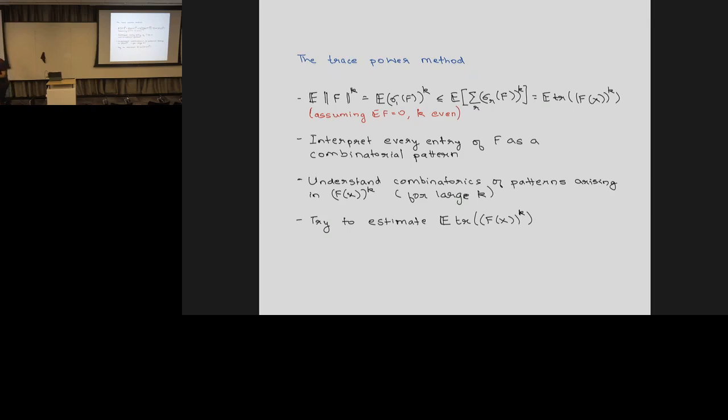Again, in settings where it's applied, usually you try to interpret every entry as some combinatorial pattern. If you just think of a graph, then every entry is an edge in a graph. And you can think of f to the k, for large k, as a collection of walks in a graph, and in general, some sort of clever combination of patterns. But these patterns can be overlapping, they can intersect, so there's some interesting combinatorics to be done there. And you use this to try and estimate this.